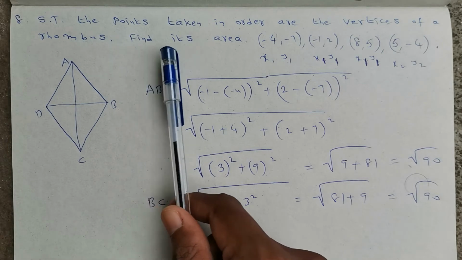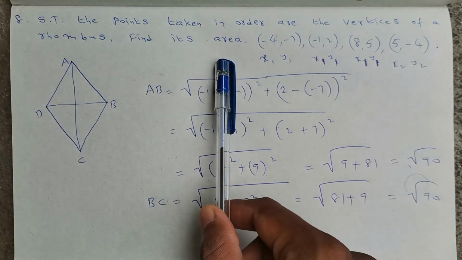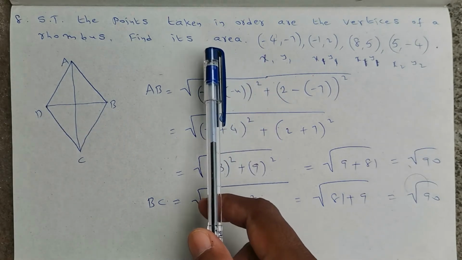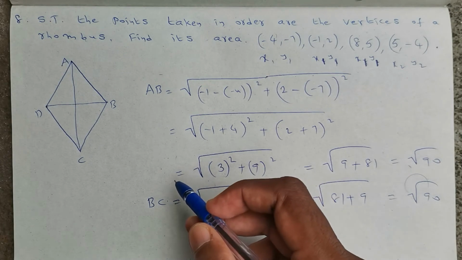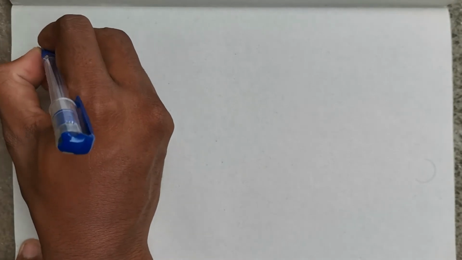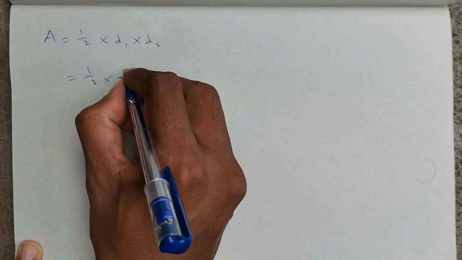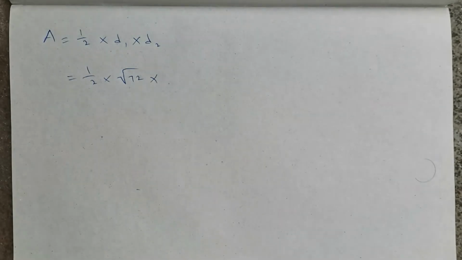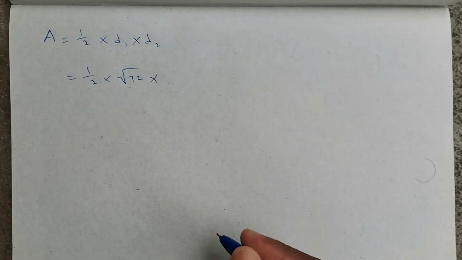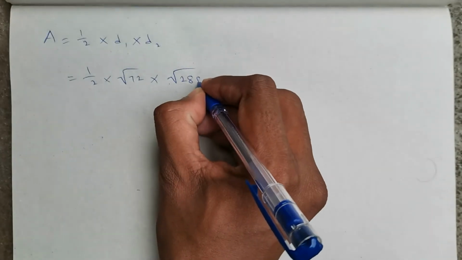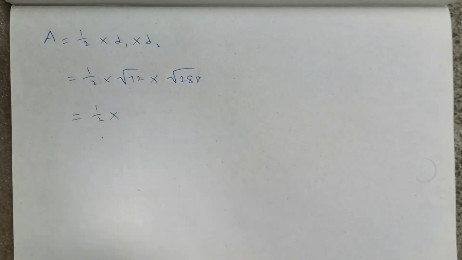Next, he asked to find its area also. So just now we got the diagonals AC as well as BD, and now we need to find the area of this rhombus. So area of the rhombus is equals to half into diagonal 1 into diagonal 2. Half into one of the diagonals we got as under root 72 into, and the second diagonal we got as under root 288.